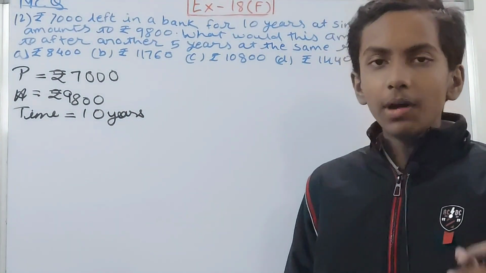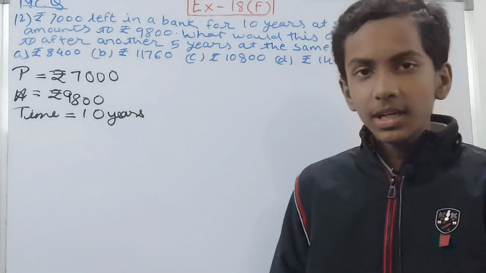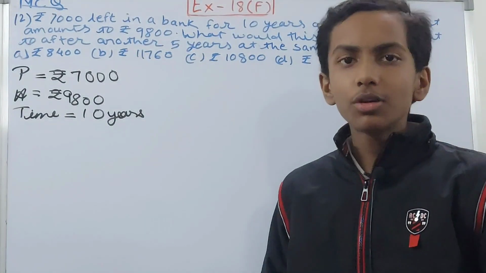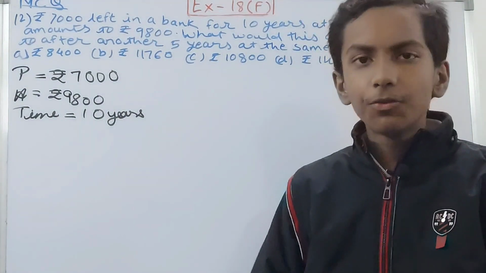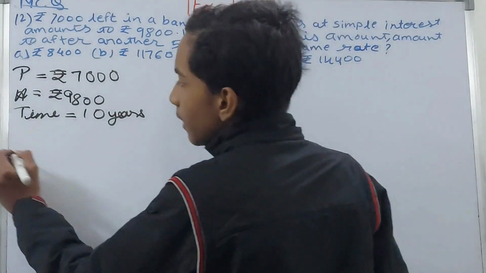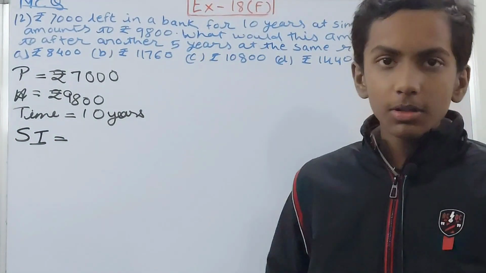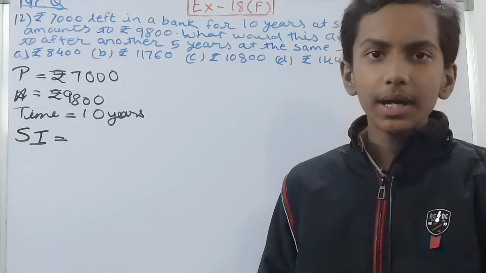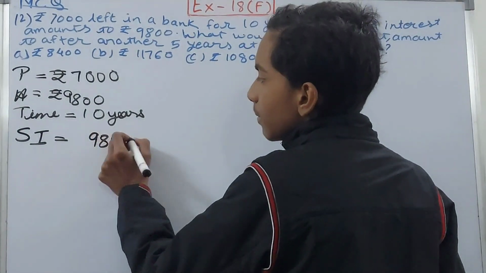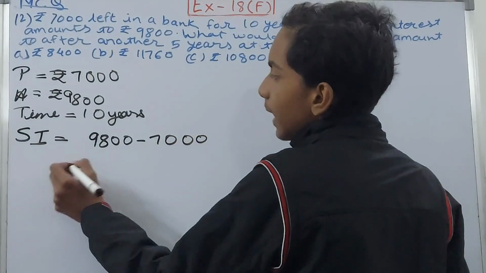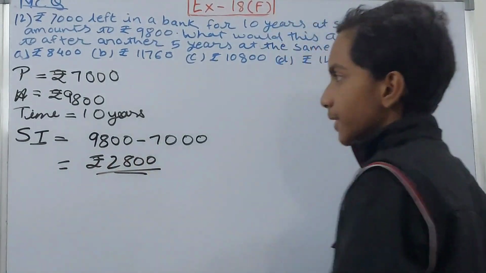Now we have to find the rate. First of all, we need to find the rate in these types of questions. It is asking us what this amount will be at the same rate, so we do not know the rate. That is what we'll find out first. For finding a rate we must know the simple interest as well. Remember the formula: A minus P, amount minus principal, is simple interest. So amount is 9,800 minus 7,000, and that is rupees 2,800. This becomes your simple interest.